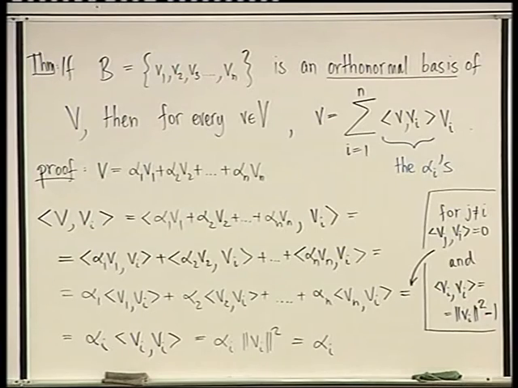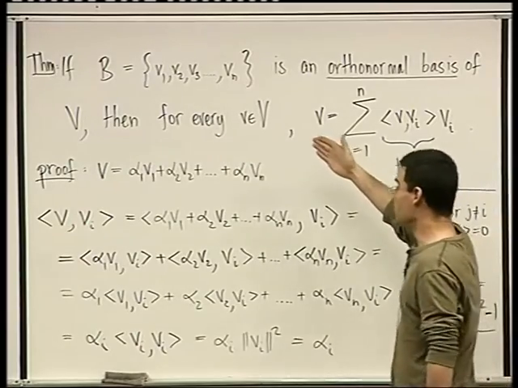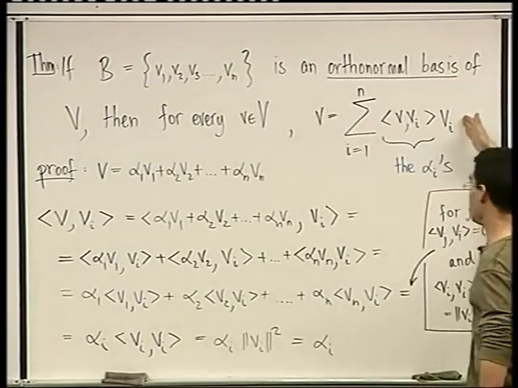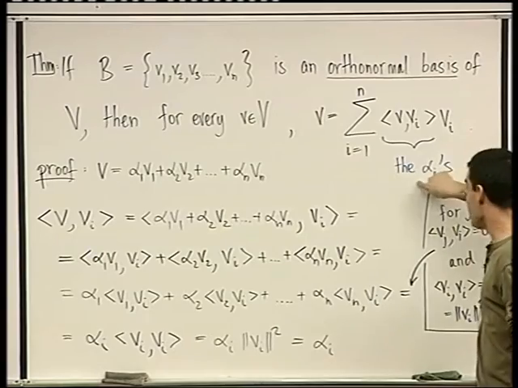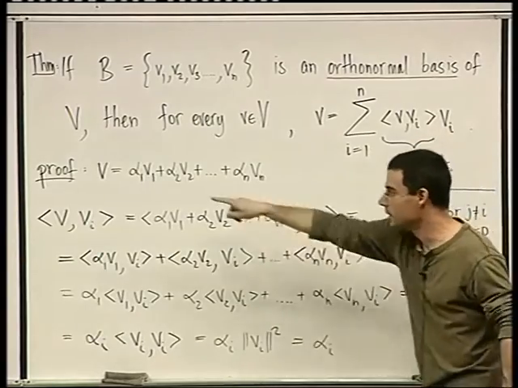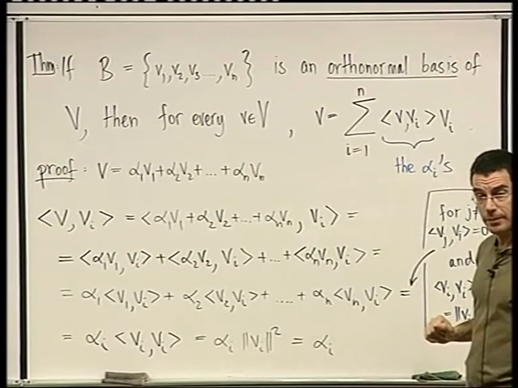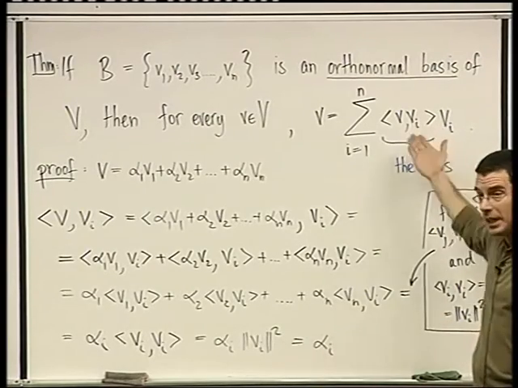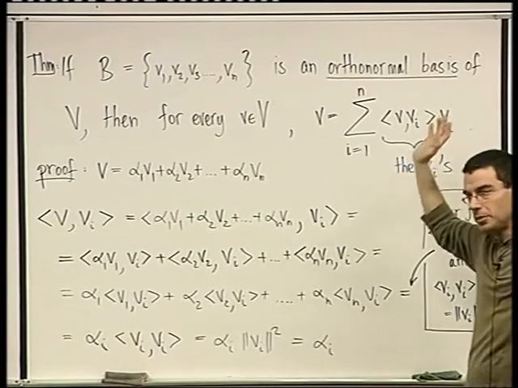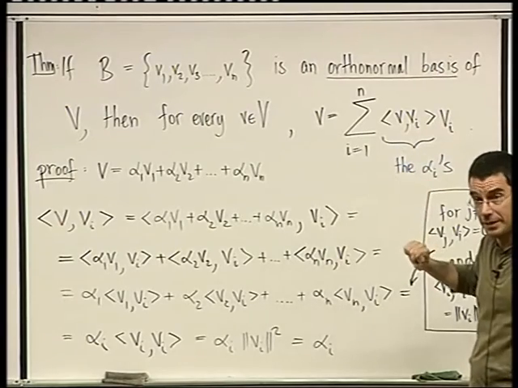Clear? Everybody? Okay, so that's it. We proved it. If you want to write V as a linear combination of the Vi's, the alpha i's are none other than the inner products of V with each of the Vi's. Okay, and they're very easy to calculate. You don't need to solve systems of equations and whatnot. Clear?